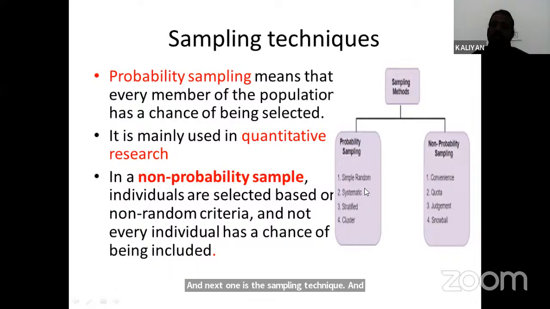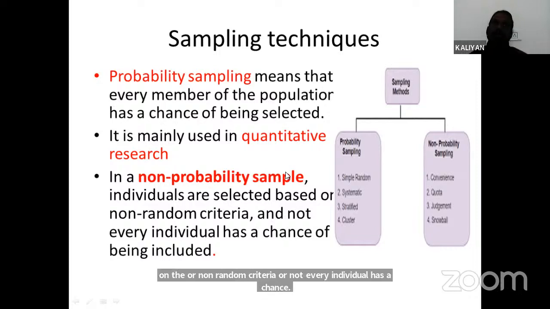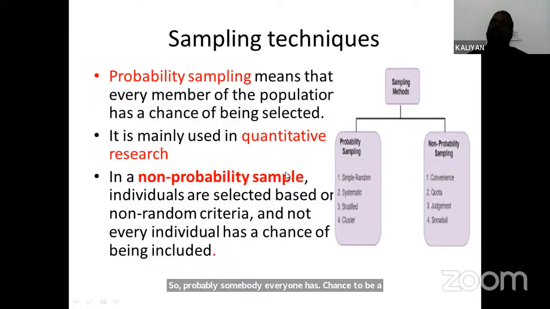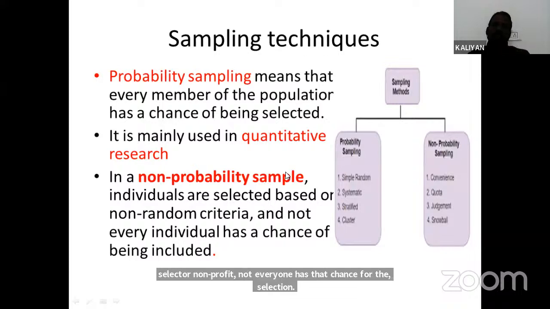There are two types of sampling method or technique. One is probability sampling, and another one is non-probability sampling. Probability sampling means every member of the population has a chance to be selected. It is mainly used in quantitative research. Non-probability sampling means individuals are selected based on non-random criteria, and not every individual has a chance. So in probability sampling, everyone has a chance to be selected. In non-probability, not everyone has that chance. This is the difference between probability and non-probability.